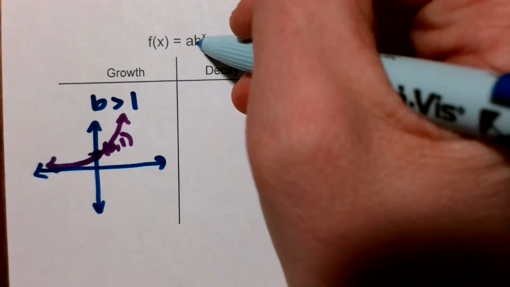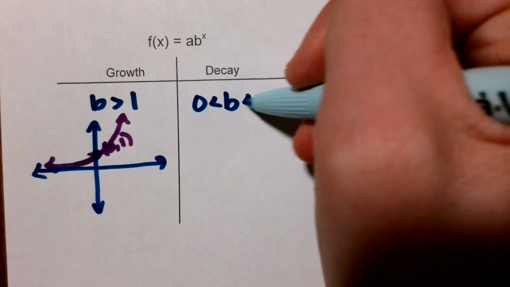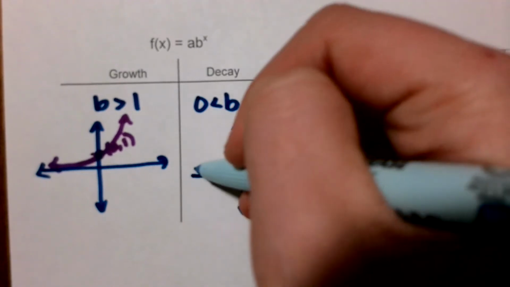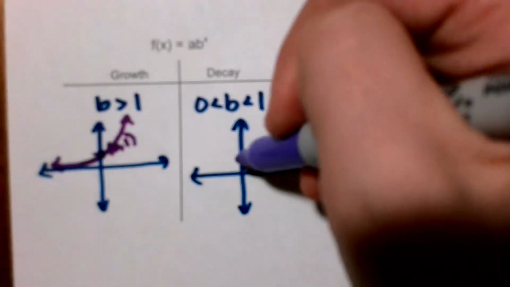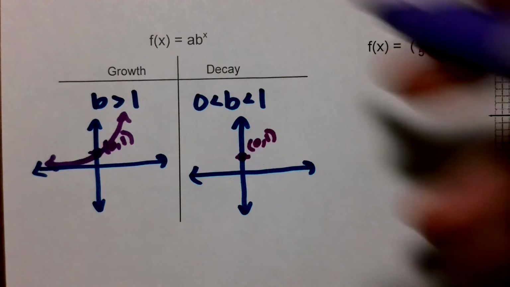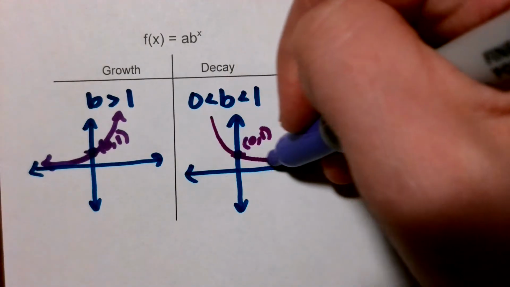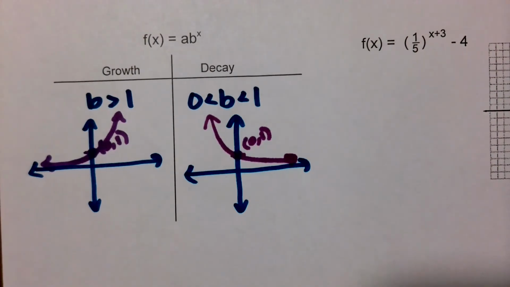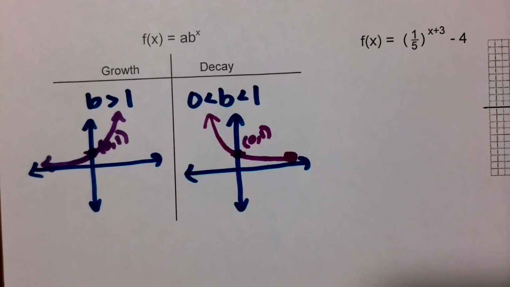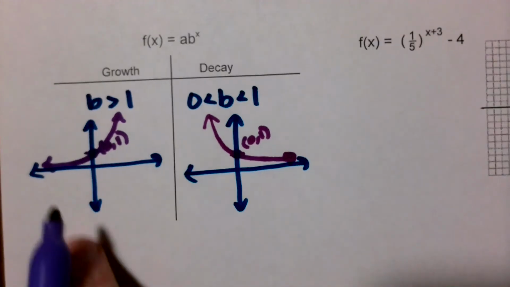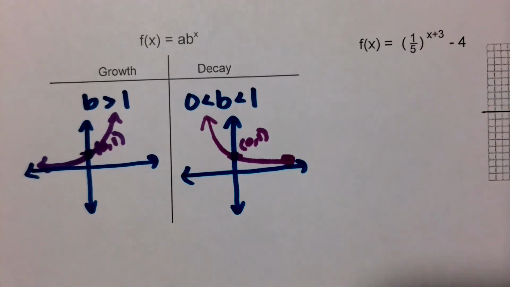With decay, we're looking for that b value to be in between 0 and 1, so if it's a proper fraction, then whenever we raise it to higher and higher powers, it is actually getting smaller. It's still going to go through that point (0, 1) because anytime I'm raising it to the 0 power, I am getting out 1. And it will decrease from left to right. Both of them have domains of all real numbers. I can plug in any value for x, but their ranges for the parent function are from 0 to infinity, not including 0 because there's that horizontal asymptote there.